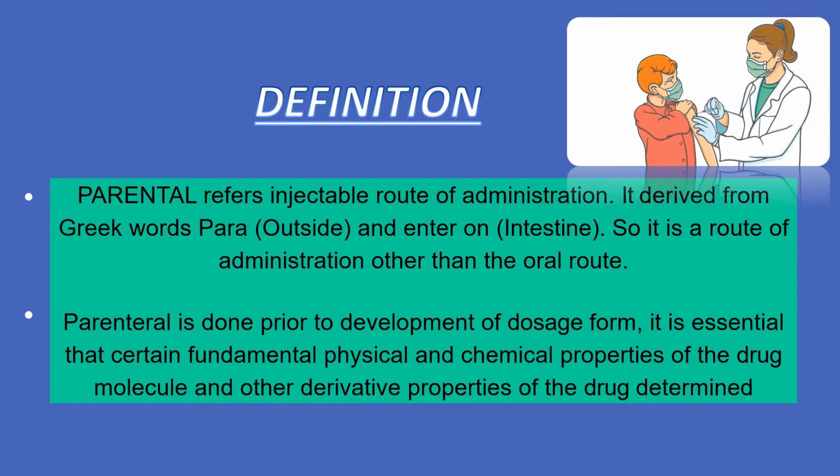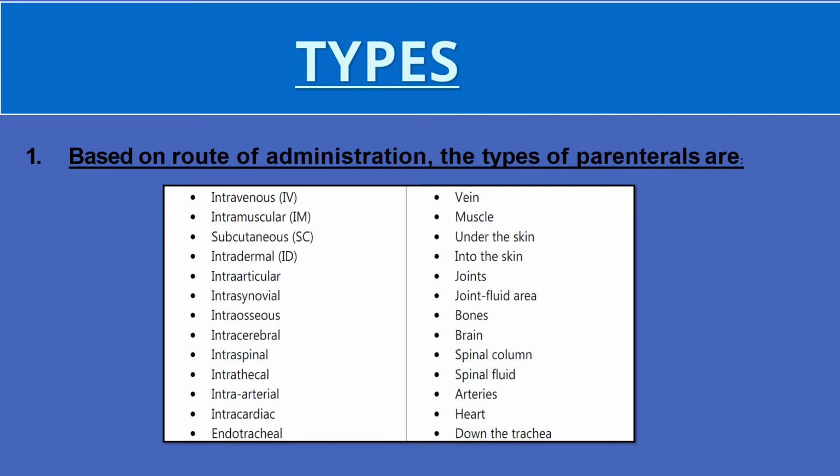Parenteral formulation is done prior to development of the dosage form. It is essential that certain fundamental physical and chemical properties of the drug molecule, and other derivative properties of the drug, are to be determined. Next, we will look at the types.